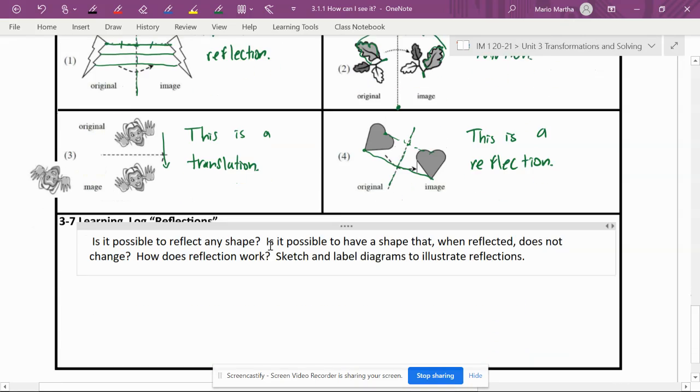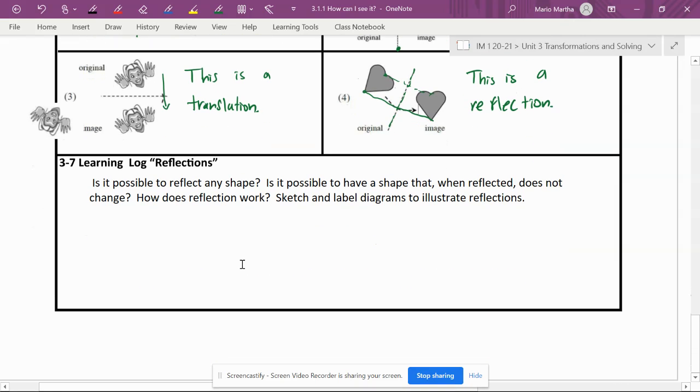All right. And then the last question right there is going to be an open-ended question. Is it possible to reflect any shape? Is it possible to have a shape that, when reflected, does not change? And then how does reflection work? Sketch and label diagrams to illustrate your reflections, right? So again, is it possible to reflect any shape? Think about it. Can you put a mirror in front of anything and it will give you another image or not?